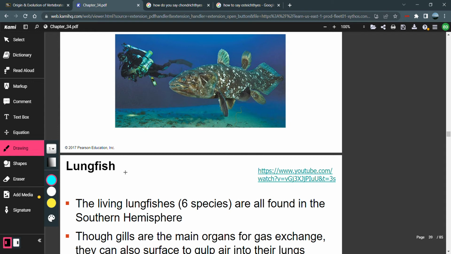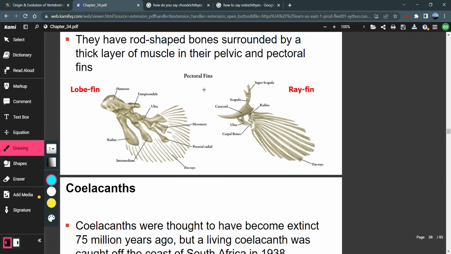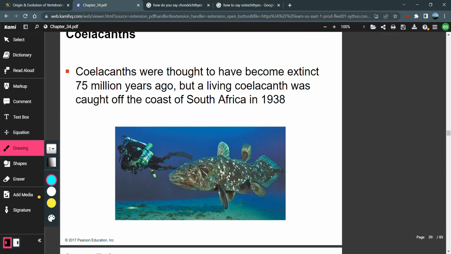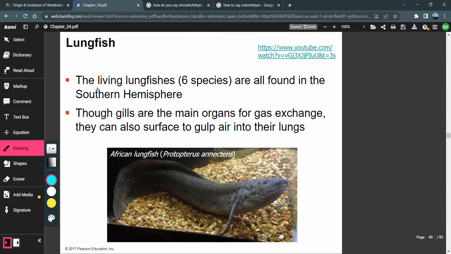Important thing to know between lobed fishes and ray fishes is that ray finned fishes do not have skeletal or muscle extensions extending away from their body. So this guy is considered a sarcopterygian, and they have muscle right here. They have a lot of muscle and bone, which are considered lobed fin fishes.